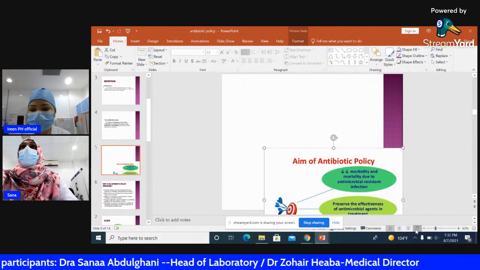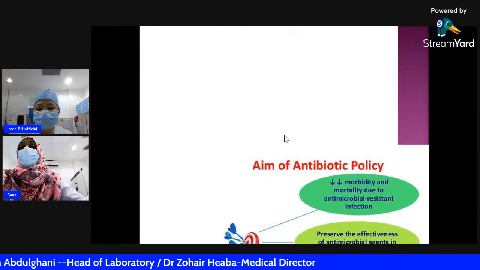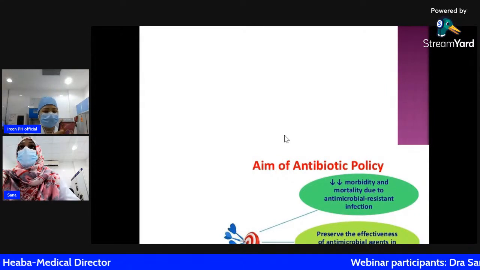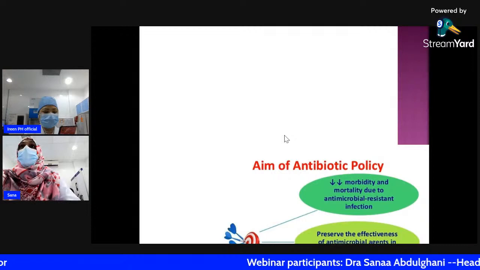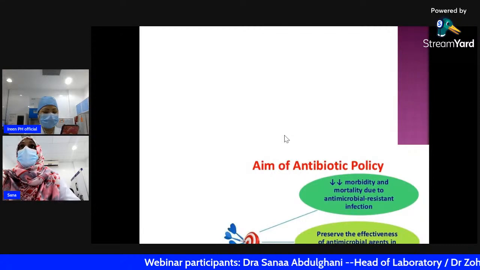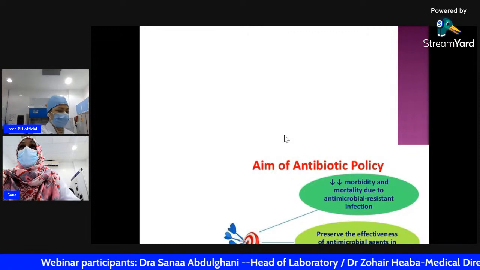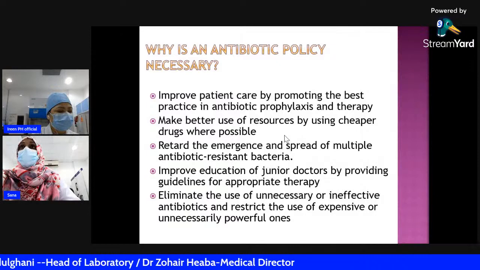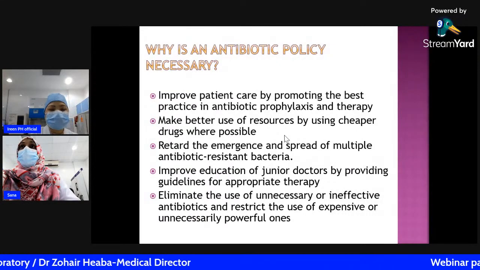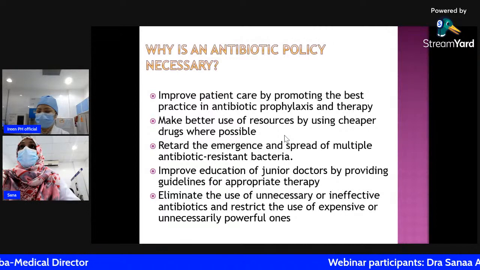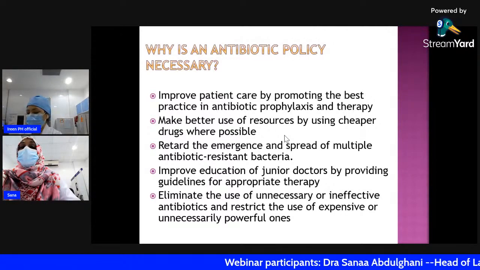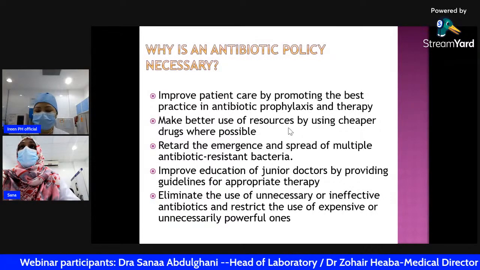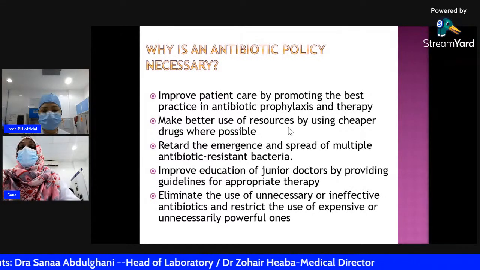The aim of antibiotic policy: why do I make an antibiotic policy? The first aim is to decrease morbidity and mortality due to antimicrobial resistant infection. Second, preserve the effectiveness of antimicrobial agents. Third, prevention of communicable diseases. This is the aim of antibiotic policy briefly.